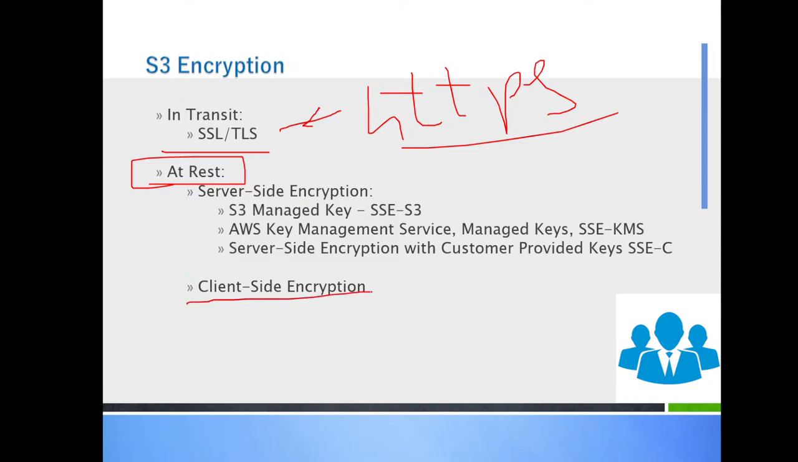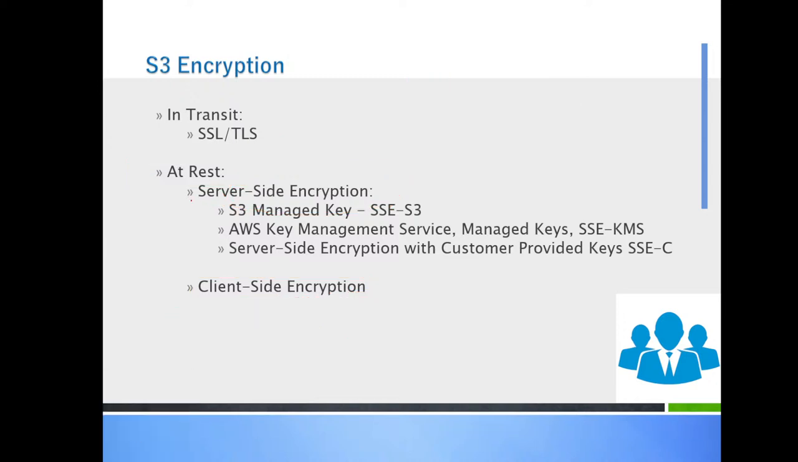Do you want to encrypt your data at your home, at your on-premise? Then it is called client-side encryption. You are encrypting data at your end and you don't want to use S3 encryption. Or do you want S3 to encrypt your data for you? That is called server-side encryption. You want servers to encrypt your data. So here we have three types of keys.